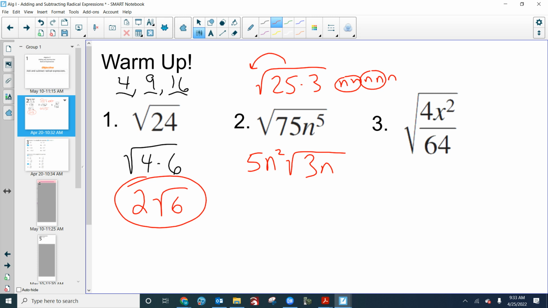Now, the third one. Think of 2 problems, guys. I got this on top. And I got this on the bottom. They're both perfect squares. They should break. It's very easy to see. They're both perfect squares.